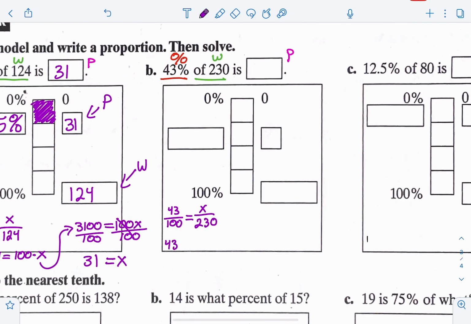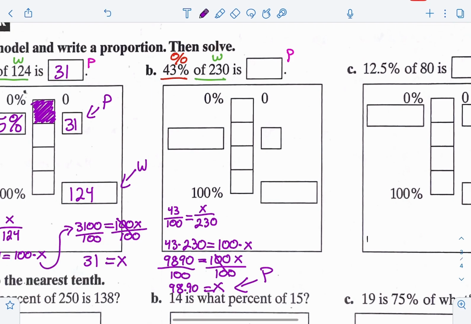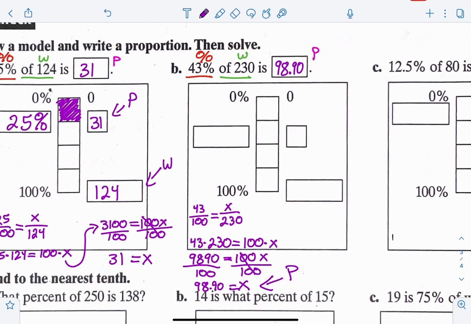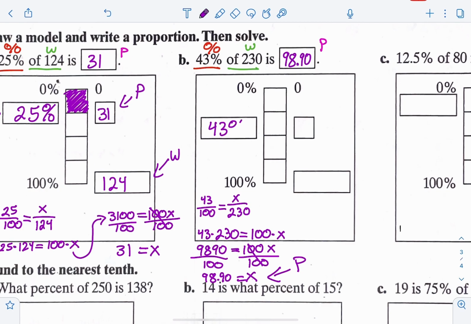So we have 43 times 230 equals 100 times x. 43 times 230 is going to give me 9,890 equals 100x. If I divide both sides by 100, I get 98.90 equals x. So that is my part, because that is what I was solving for, 98.90.